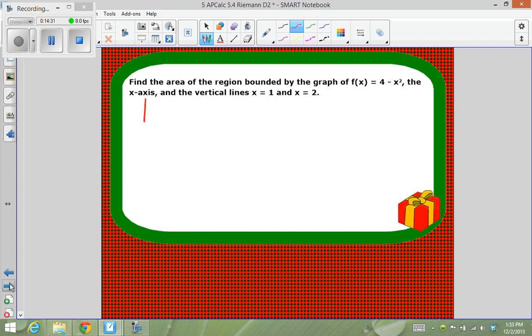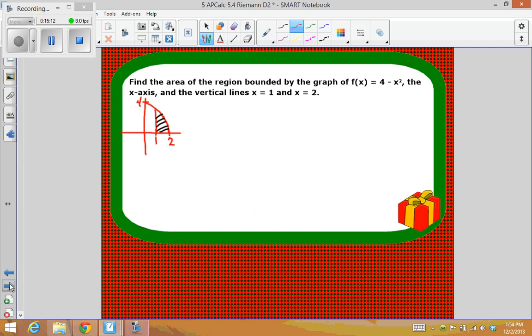Always start with a graph. 4 minus x squared is a parabola that's been turned upside down with a vertex at 4. Since I'm only going from 1 to 2, I'm just going to look at this piece that's in the first quadrant right here. So up here, I'm at 4, and right here, at 2, is where the parabola would cross and come down. And so I am looking at this area right in here, from 1 to 2.